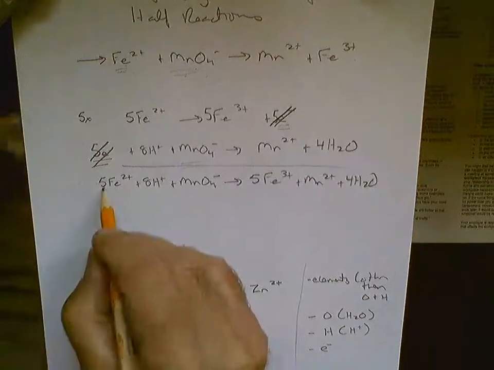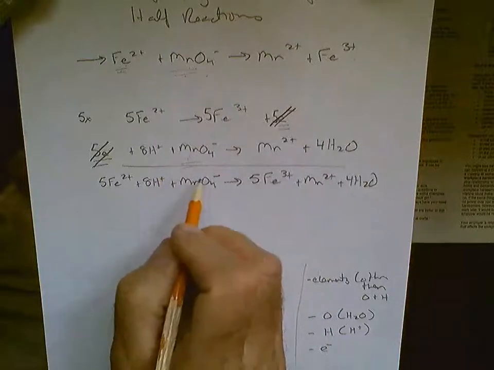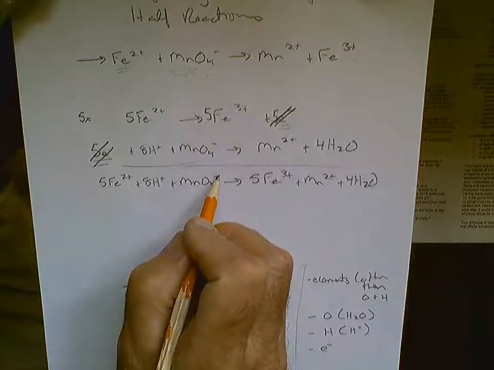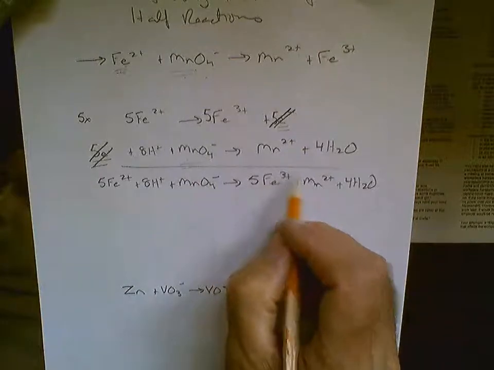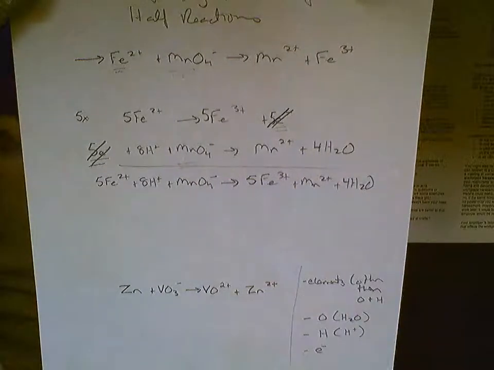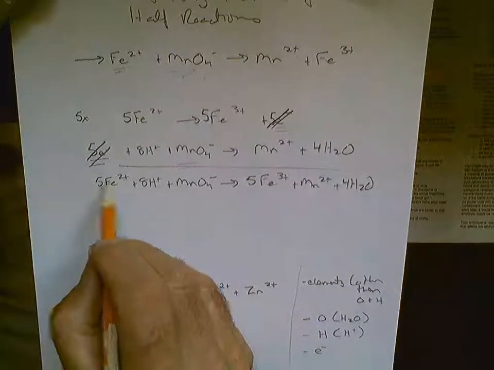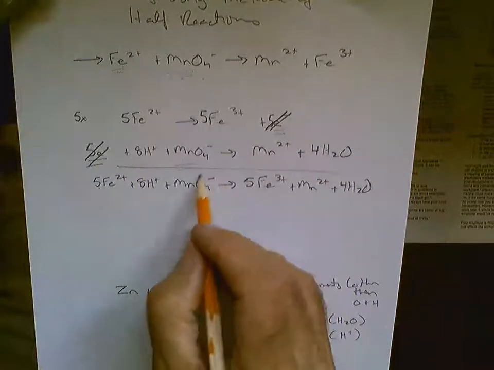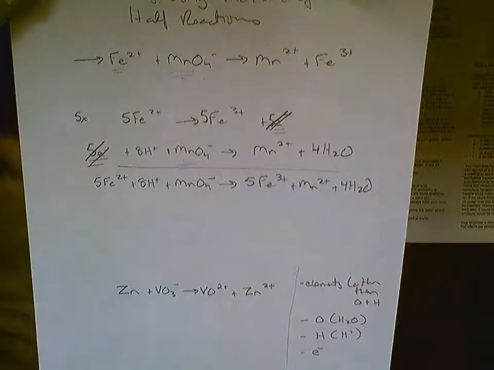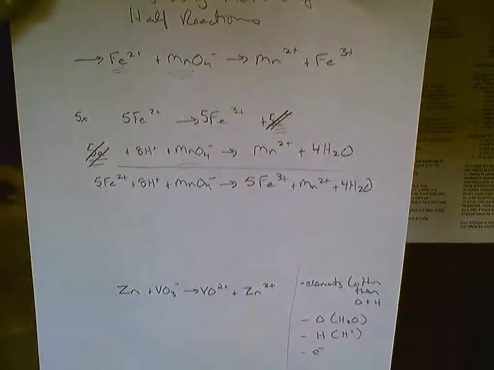So, for example, 5 times 2 is 10 plus, 8 plus, minus 1 is 17 plus. On this side, 5 times 3 is 15 plus, and 2 plus is 17 plus. I'll add it up on this side one more time just so you can see. 5 times 2 is 10 plus 8 plus, take 1 away for the negative, 17 plus. We have 5 Fe's here, we have 5 Fe's here. So just like in any balancing, everything should be balanced.